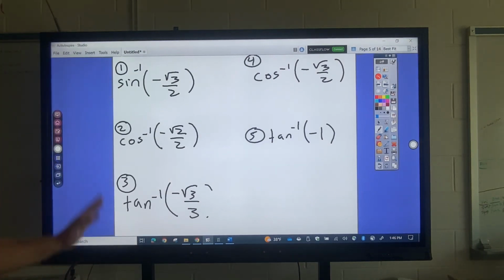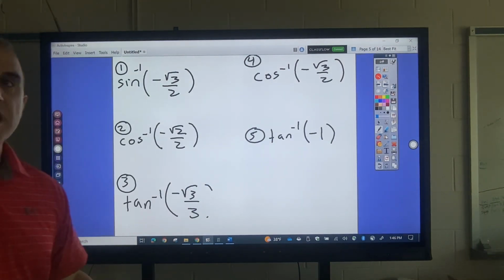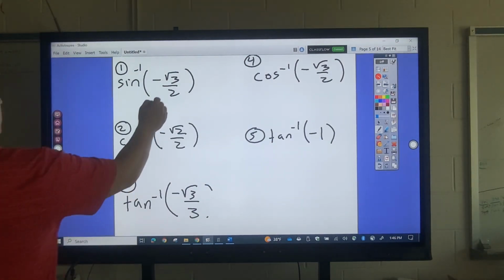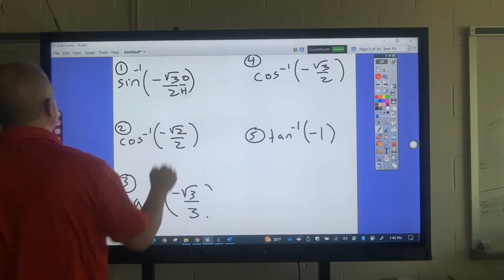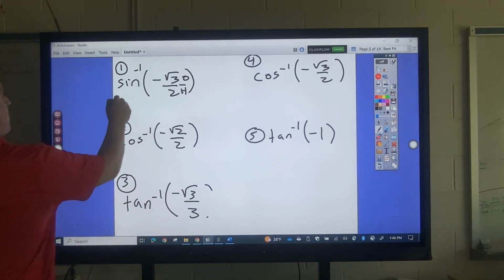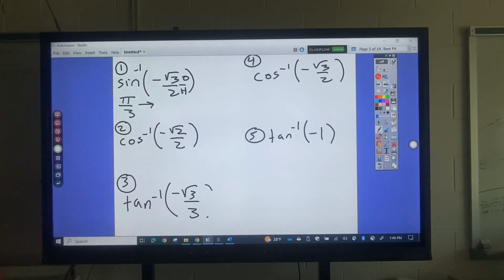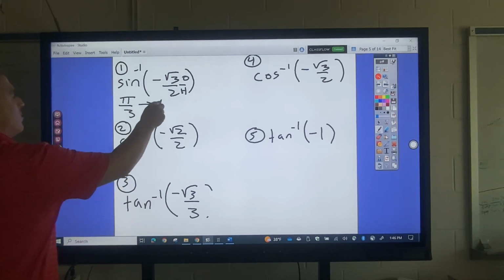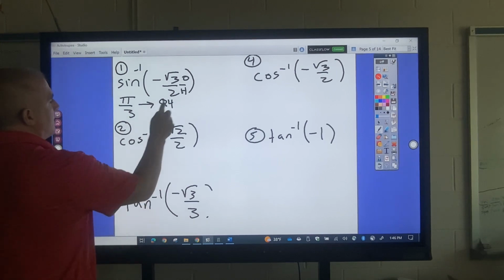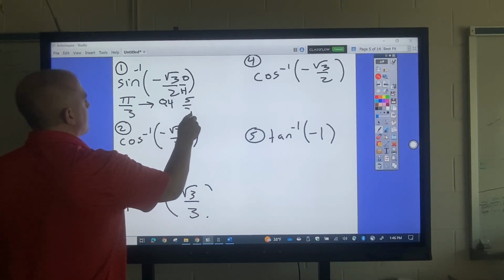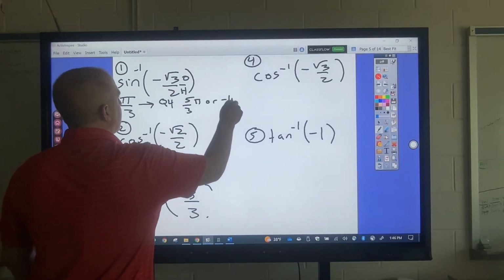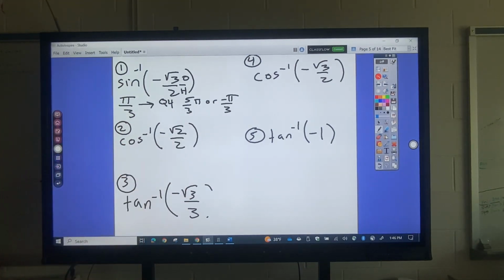Now, when you have the negative ratio, you got to think a little bit. So this one would be O over H. So that is the pi over 3 triangle normally. Now, since I have a negative ratio, I got to think of where sine is negative. Sine is negative in quadrant 3 and 4, but I can only use the quadrant 4 amount, which would be 5 pi over 3, or you can just put negative pi over 3. Either answer is acceptable if you don't want to know the conversion.